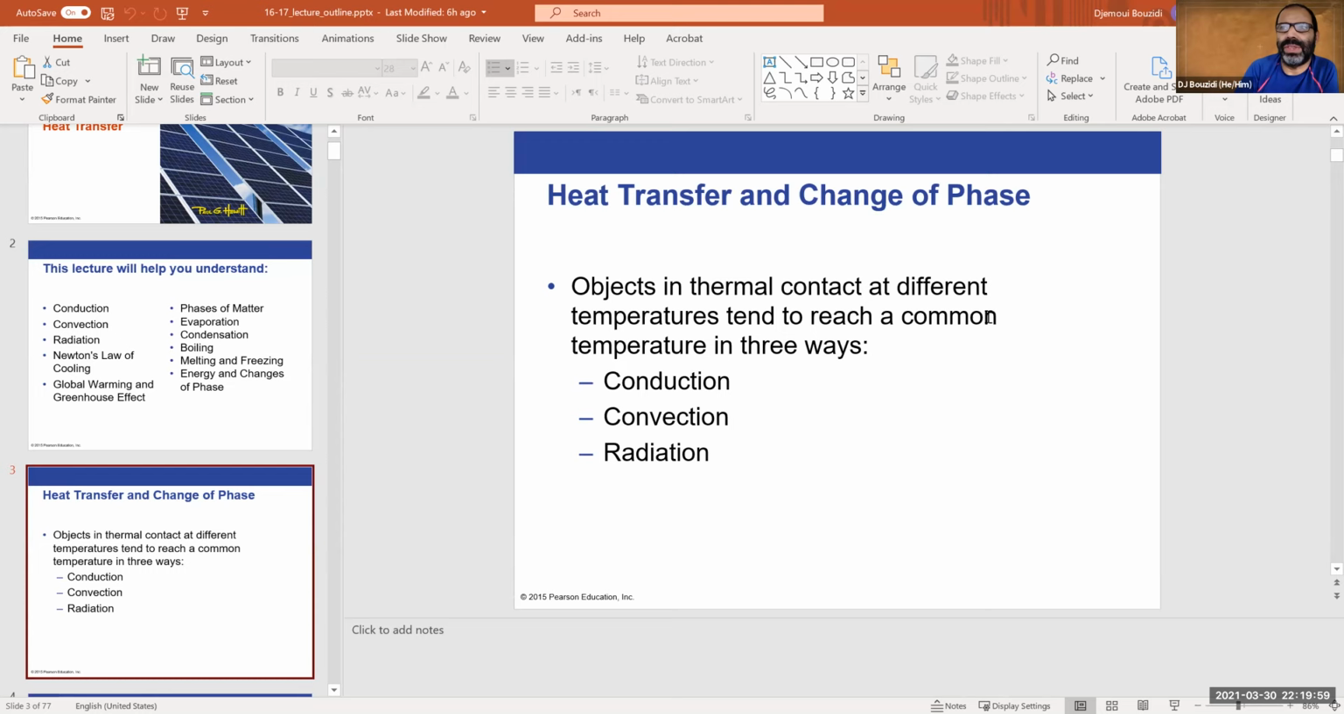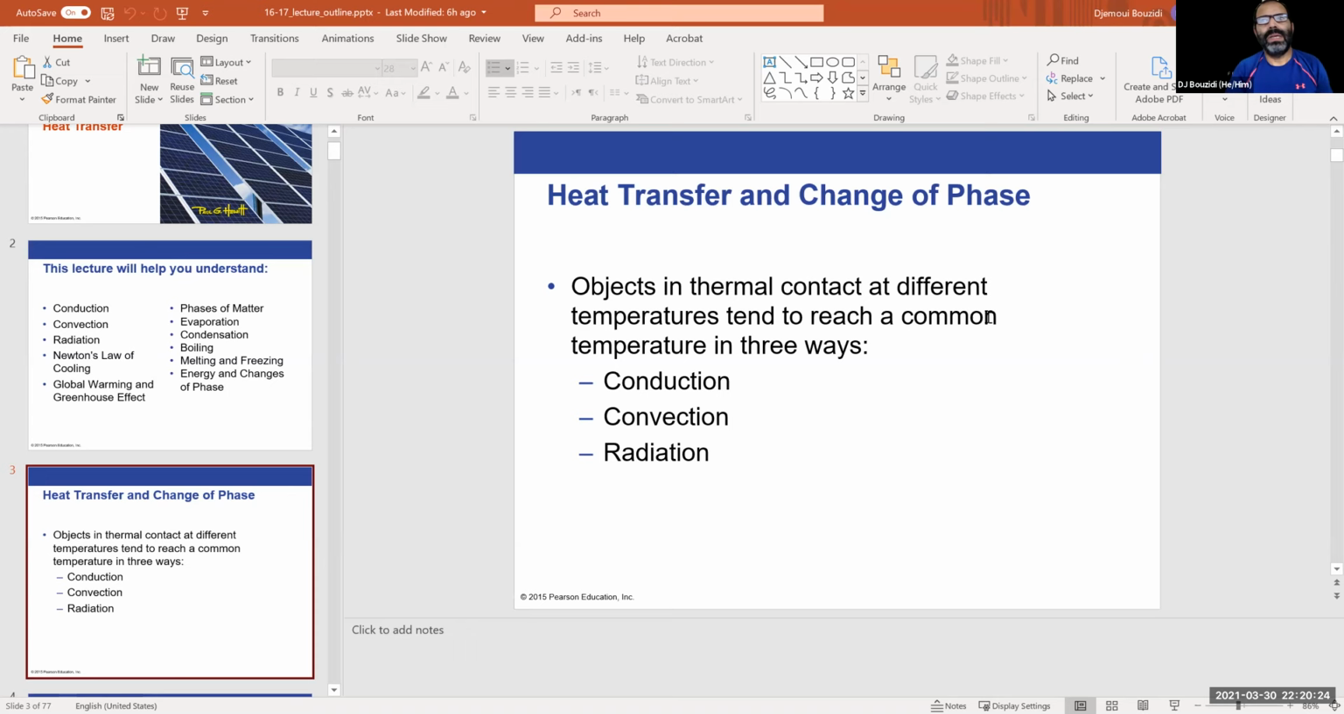So if you bring two objects that have different temperatures, that you can clearly say yourself that this is hotter than the other, if you wait long enough, they will reach equilibrium. They will feel the same temperature. How do they do that? How do they transfer their energy between one another so that they reach that equilibrium? It is through one of these three ways.